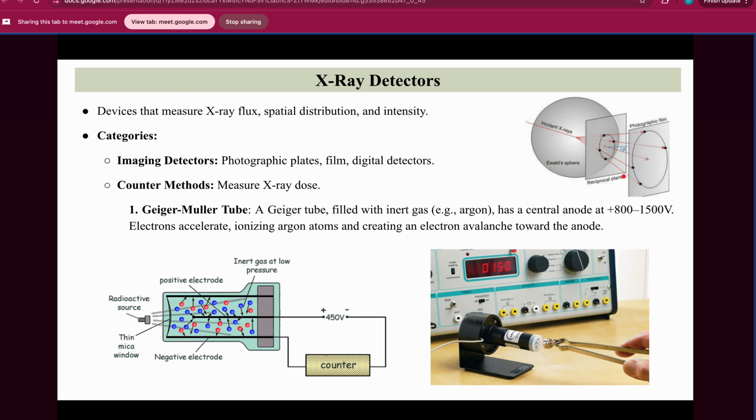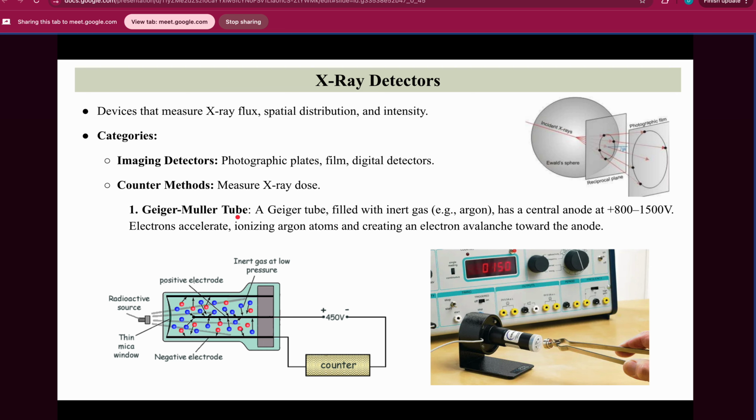Then we need to generate the reciprocal plane, and from the reciprocal plane they reach the photographic film, from where the diffraction pattern is studied, and then models are generated of what the distribution of atoms is inside that particular crystal. Then come the counter methods. Imaging detectors were previous techniques, and the latest techniques are the counter methods, which measure the X-ray dose, that is, what X-ray dose is being generated.